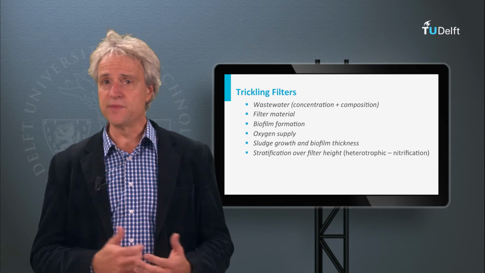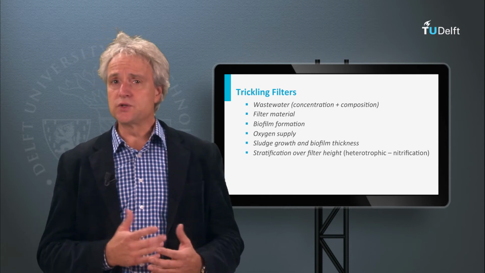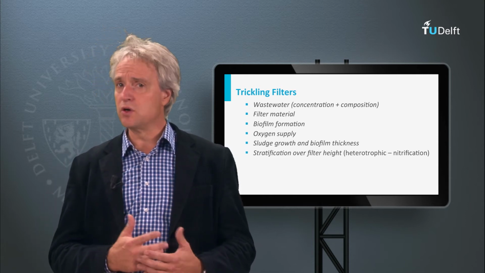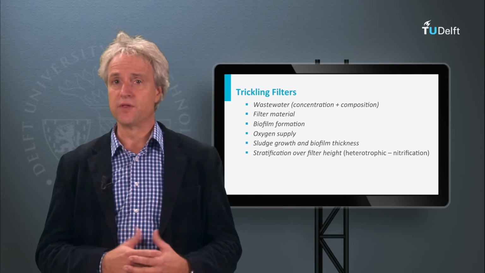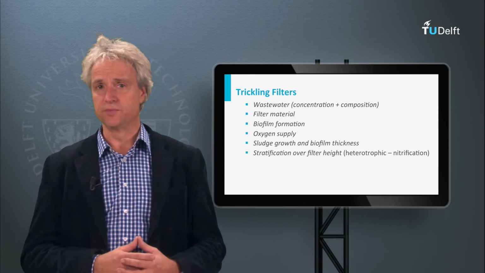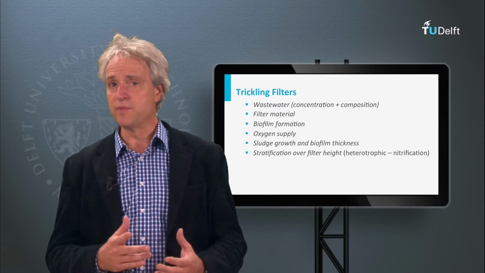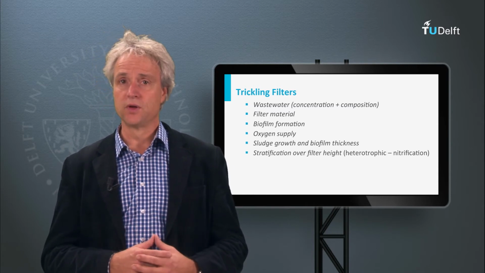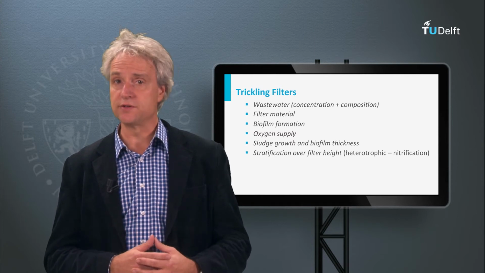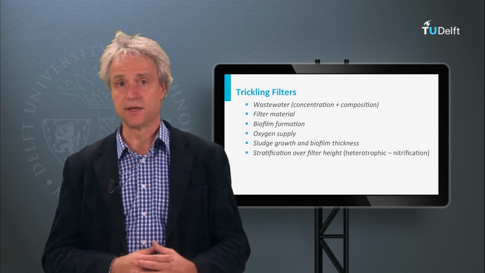Sixth, biomass stratification. Heterotrophic bacteria oxidizing carbon grow much faster than nitrifiers. Therefore, at the top part of the filter bed, heterotrophs may proliferate, whereas nitrifiers might be more abundant at the bottom part, where the formed ammonium is oxidized to nitrite and nitrate.